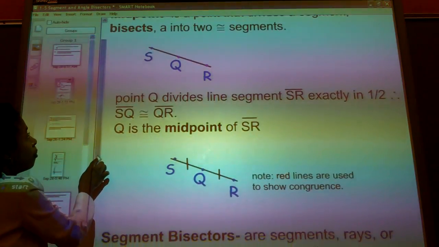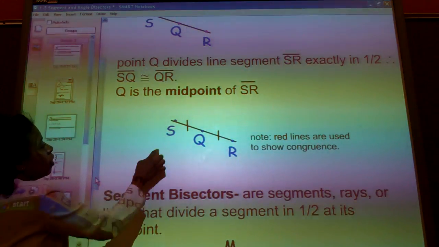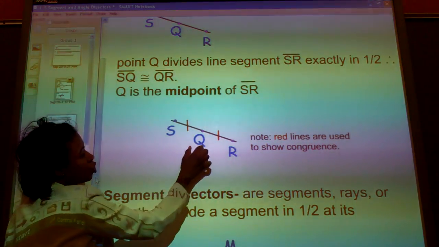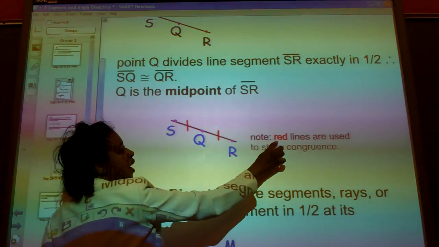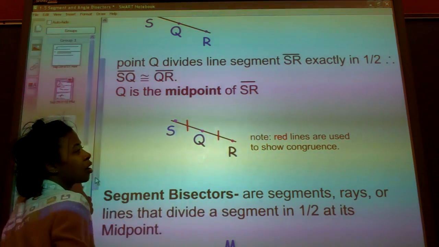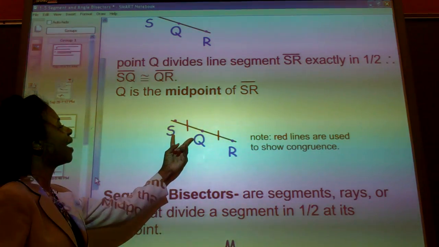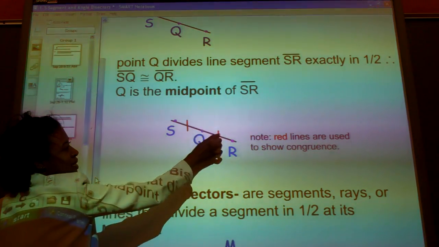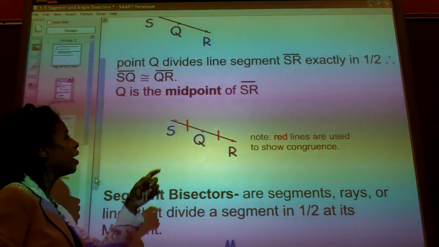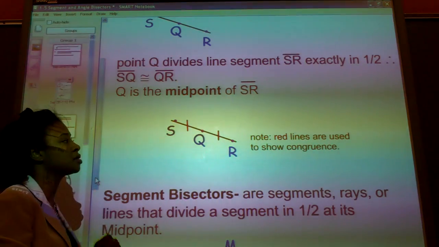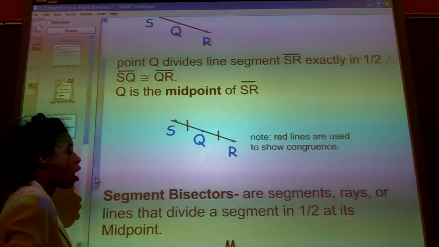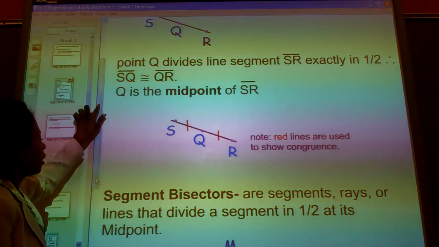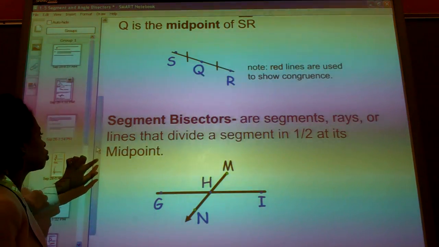Now, moving further, knowing that SQ is congruent to QR, the red line in the center here indicates that SQ is congruent. They're showing, because they have the same symbol, that one red line, that SQ is exactly the same length and measure as QR. Now, segment bisectors are just that.